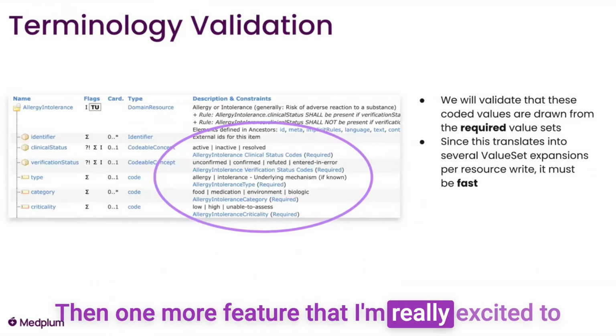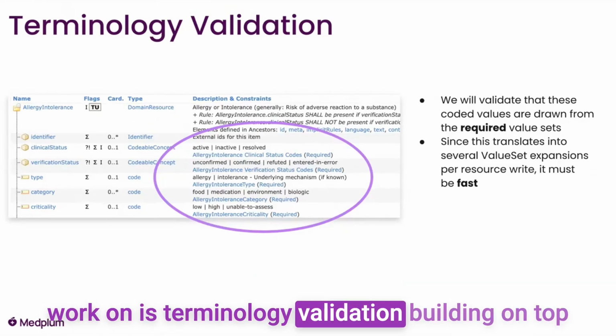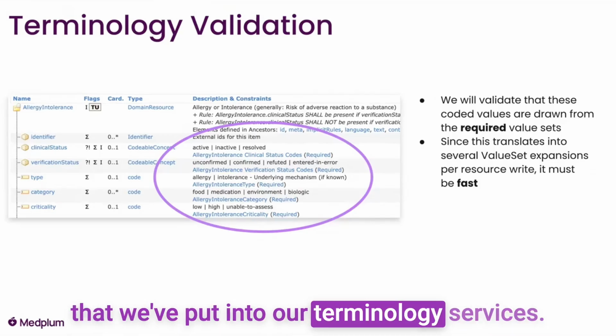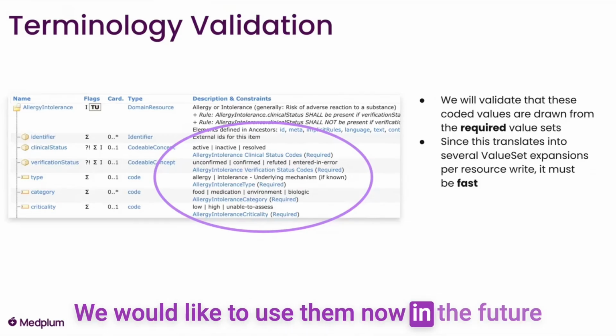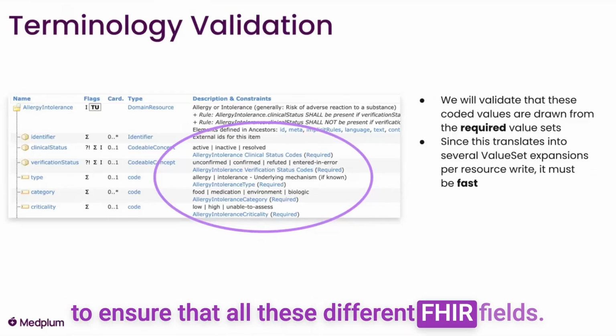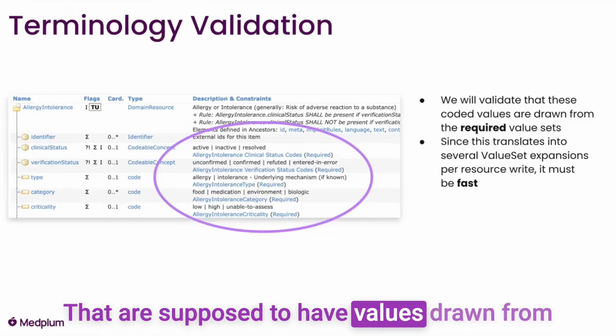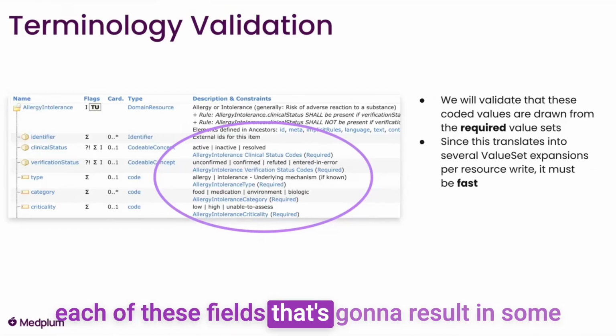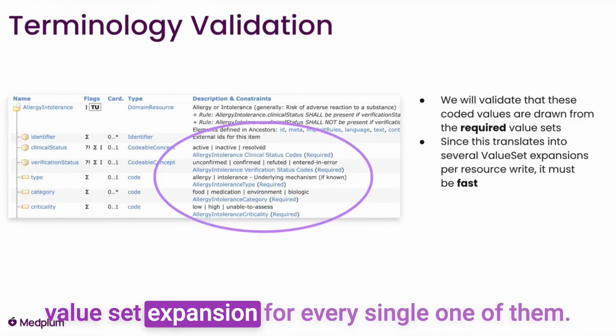And one more feature that I'm really excited to work on is terminology validation, building on top of all of the performance and efficiency work that we put into our terminology services. We would like to use them in the future to ensure that all these different FHIR fields that are supposed to have values drawn from specific sets actually do contain those values. For each of these fields, that's going to result in some value set expansion for every single one of them.